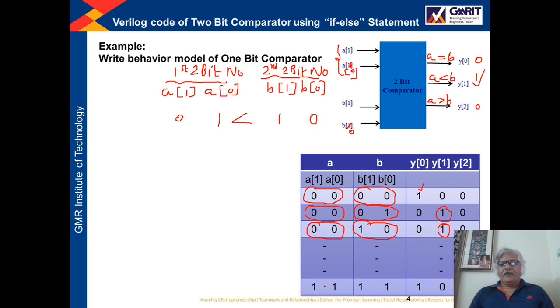Y1 is high. So in total there are 16 conditions, right? Condition number 0, condition number 1, condition number 2, and the last is condition number 15. So in the truth table you can find all 16 conditions.